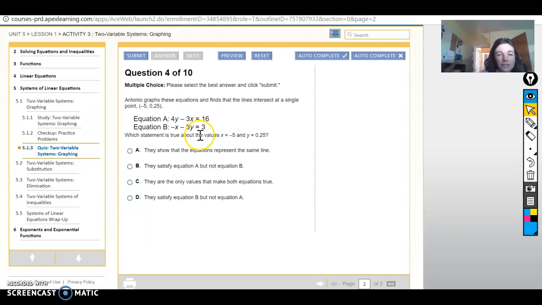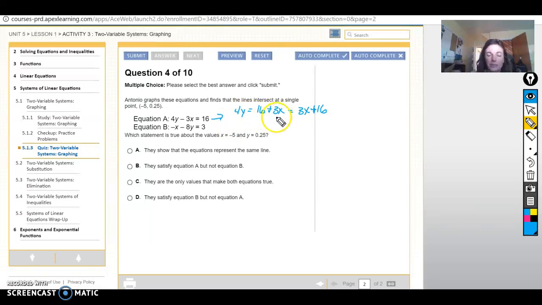What I'm going to do is put these in y equals mx plus b form, because that's always easier for me to see whether or not lines are the same. So I'm going to rearrange this so that I have y all by itself. I'm going to say 4y equals 16 plus 3x, and then that is 3x plus 16, just switching the order there.